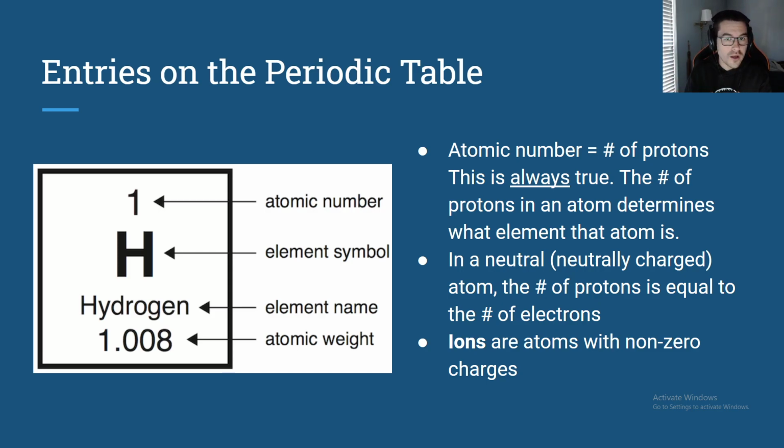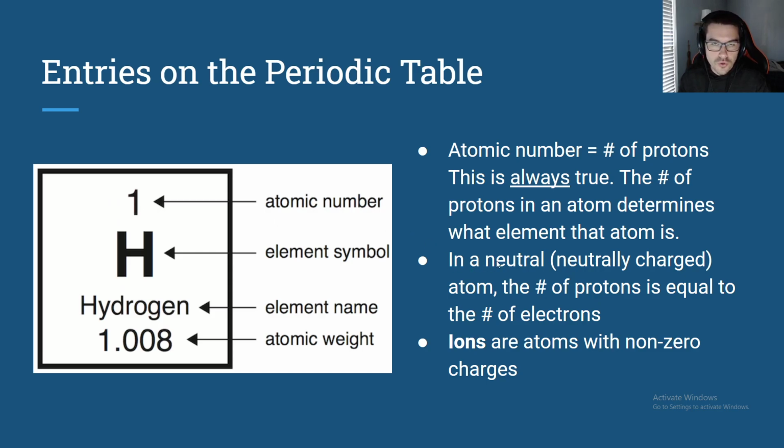And they behave a certain way due to their number of protons, okay? This is always true. The atomic number is always equal to the number of protons. The number of protons in an atom determines what element that atom is. It's like its identity. Think of it as hydrogen being its first name and number 1 being its last name, right? It's just part of who it is.